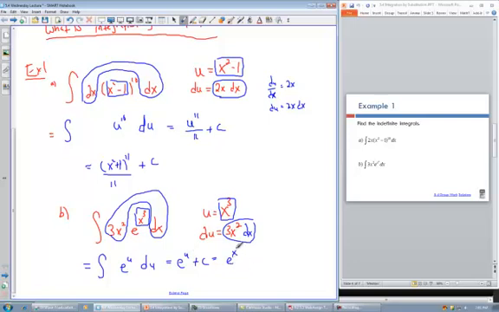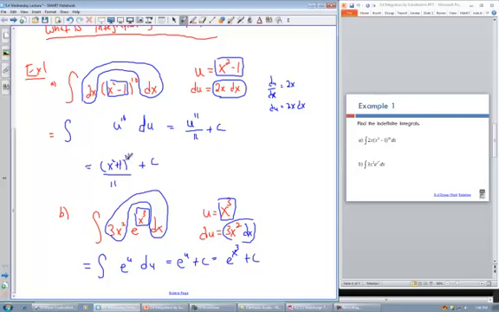x cubed plus c. Let's fix that. So that's e to the x cubed, there we go, plus c. And that's my answer. Now you can check these.